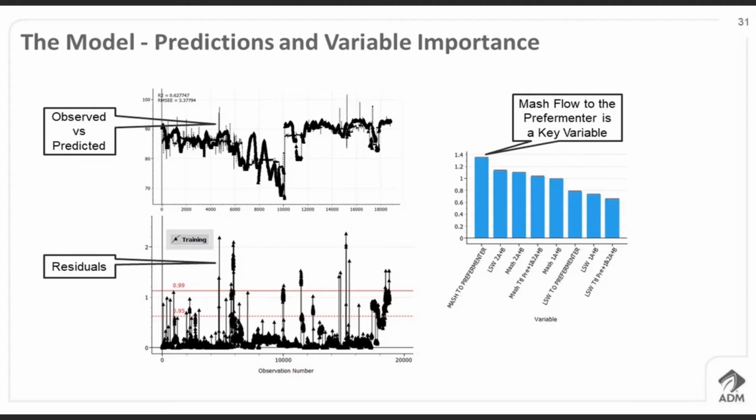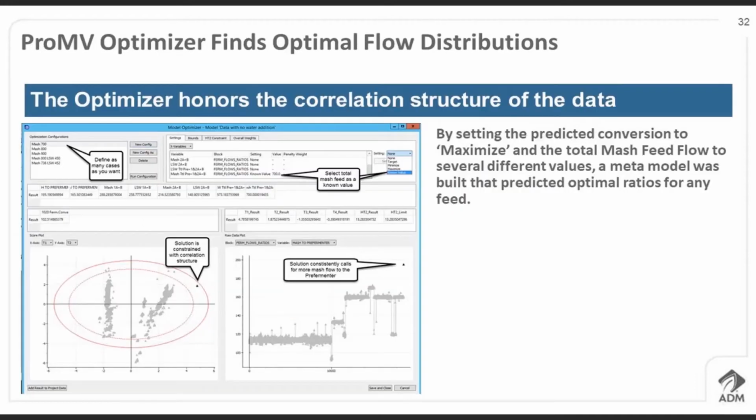So this is great, right? We're able to predict conversion based on what's happening at the front end of the process. But what do we actually want to do, right? We want to maximize conversion. So how do we do that? What do we have to change in order to achieve maximum conversion? Well, this is what the optimizer allows us to do.